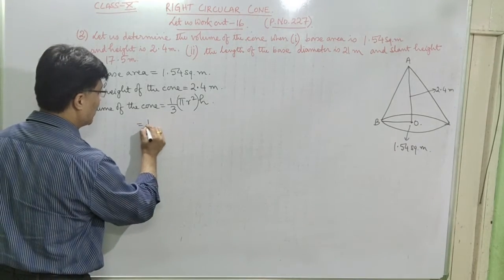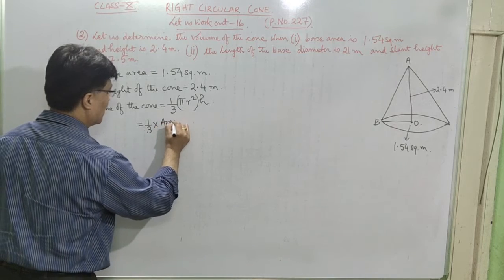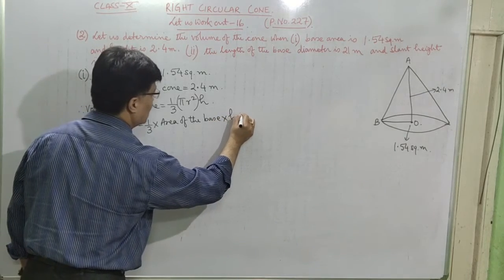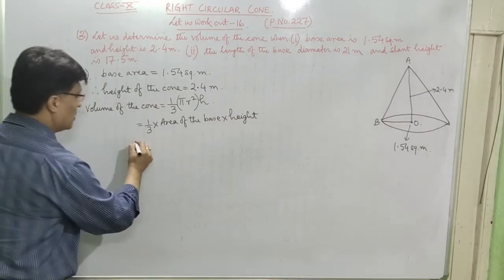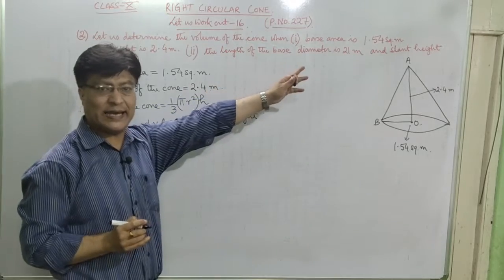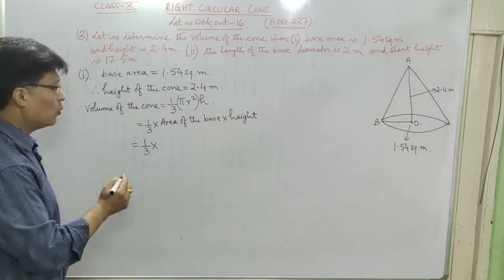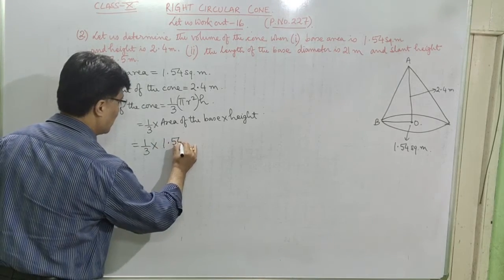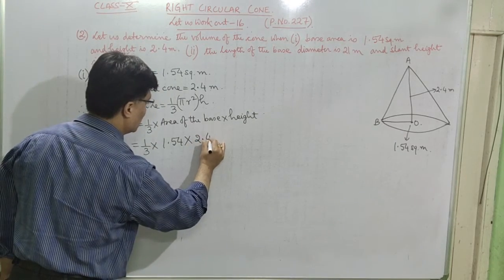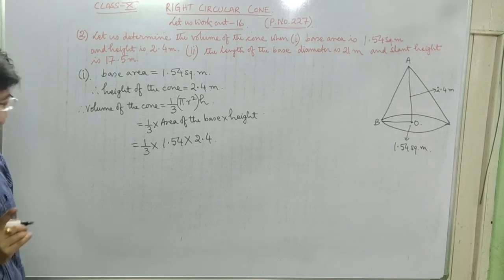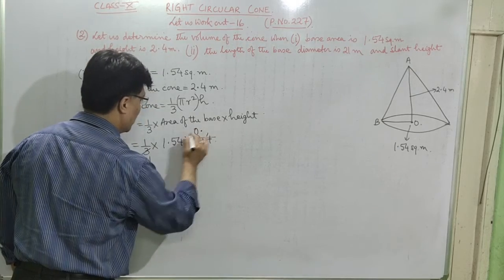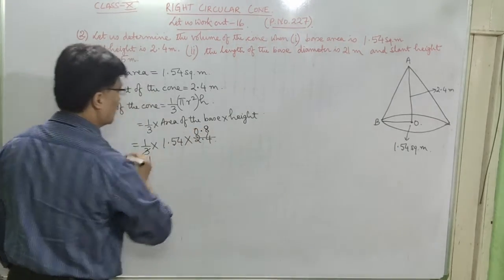So here you can write 1/3 into pi r square, which means area of the base, into height. H means the height of the cone, right? So it is equal to 1/3 into the area of the base. It is given in the question, the base area, that is 1.54, into the height, which is 2.4. So you can cancel here. 3 1s are 3, 3 zeros are 0.24. 3 8s are 24.